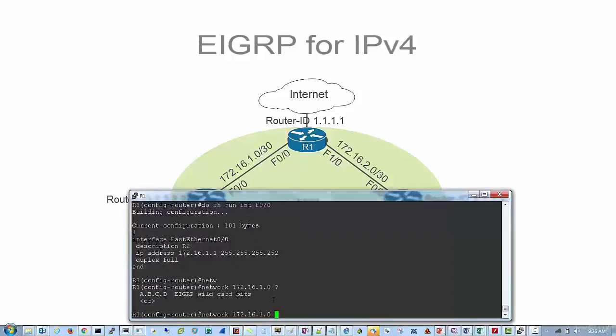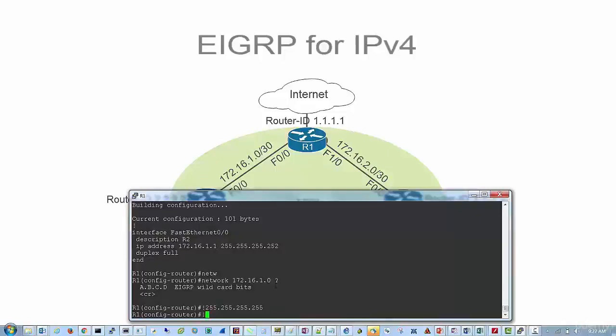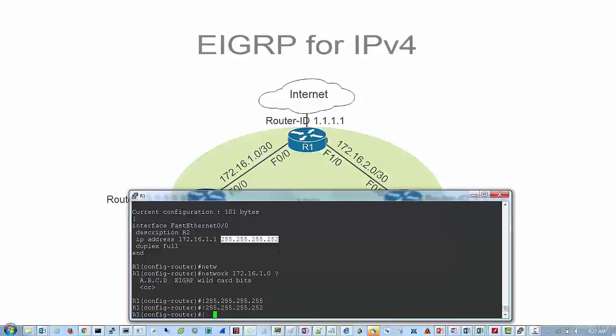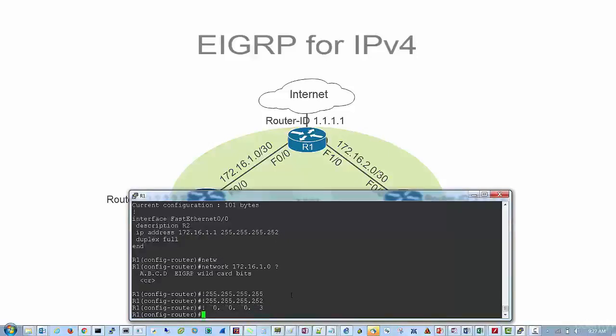Then we have to apply a wildcard mask. The easiest way to determine our wildcard mask is to write out 255.255.255.255 and then subtract our actual subnet mask from that value. So if we subtract our subnet mask from that, it'll be 0.0.0.3, and that's going to be our wildcard mask. So let's go back to adding our network statement with our wildcard mask.